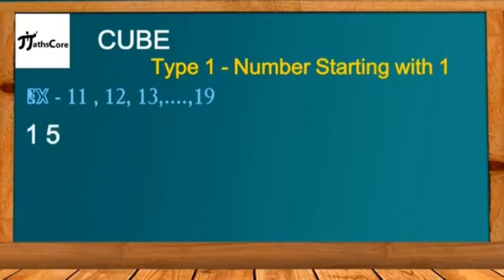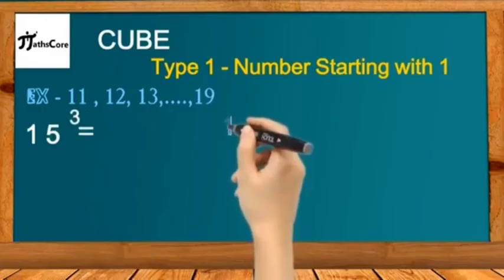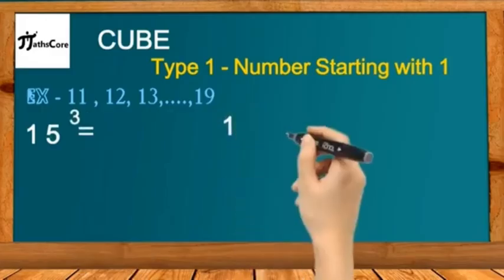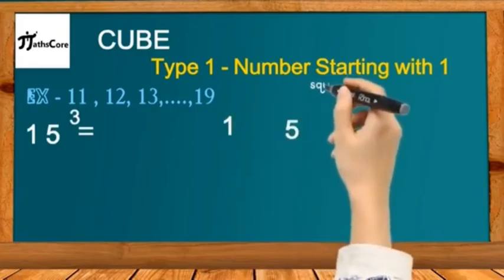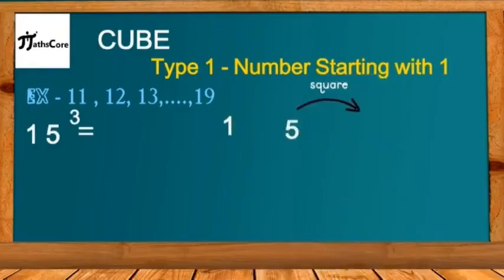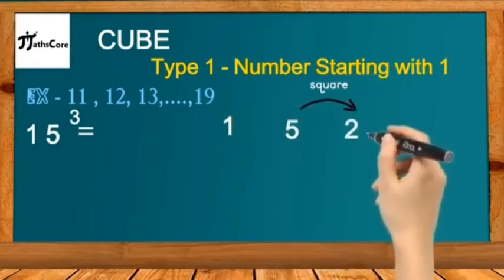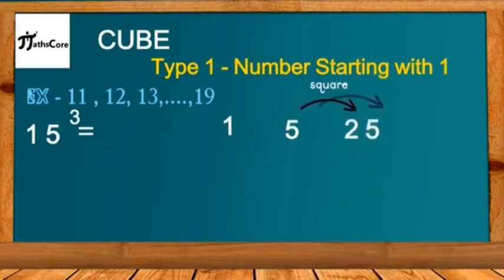To find 15 cube, we need to write down 4 places. At the first place, we will write the tens place number of 15, which is 1. At the second place, we will write the unit place digit of 15, which is 5. At the third place, we will write the square of unit place digit 5, which is 25. And at the fourth place, we will write the cube of unit place digit 5, which is 125.